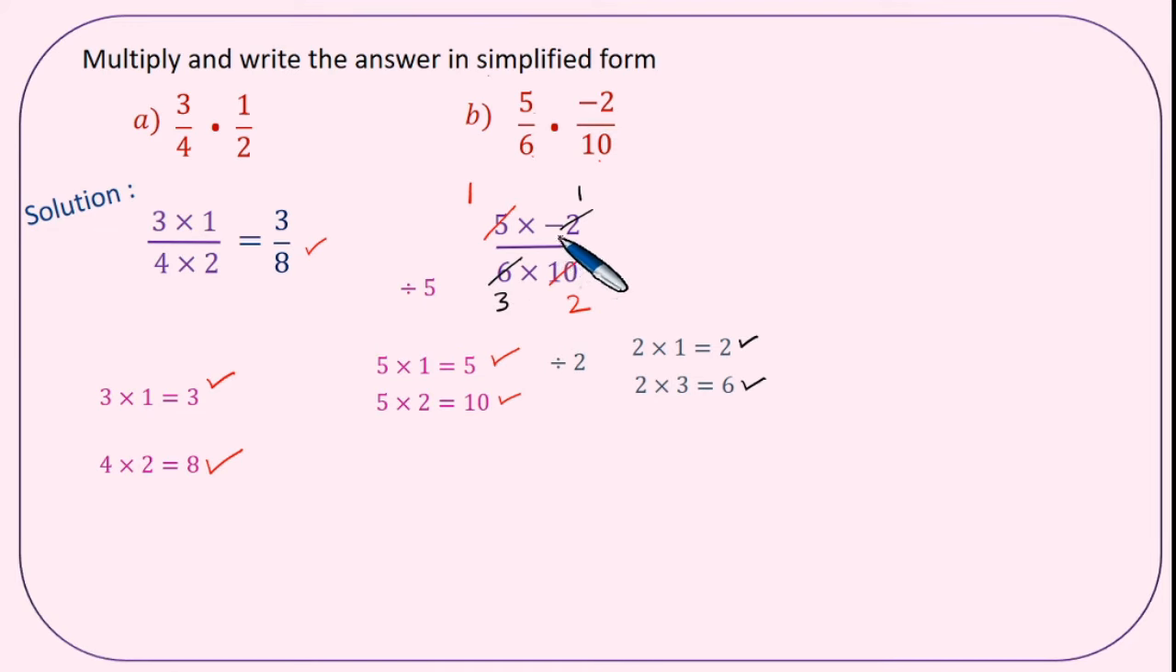So in the numerator, what is remaining? 1, and the minus is also there, so 1 and minus 1 in the numerator. Here I get minus 1 in the numerator, and 3 times 2 is 6, so the answer is minus 1 over 6. This can also be written as minus of 1 over 6. Both are the same. So this is about multiplying two fractions.